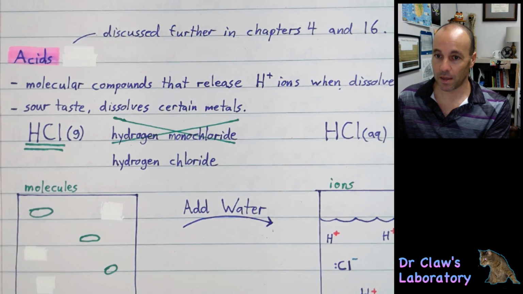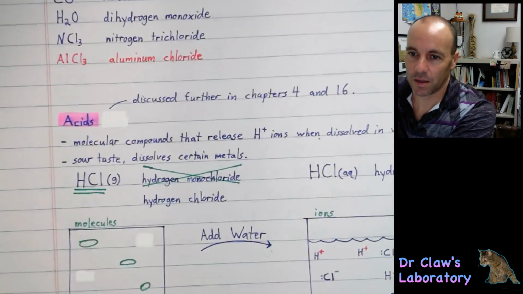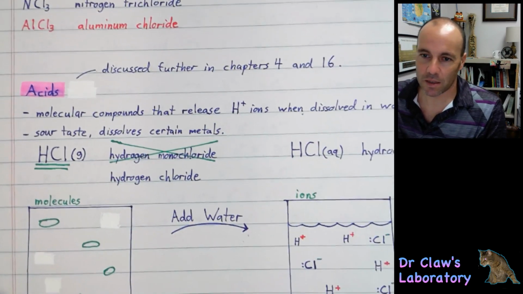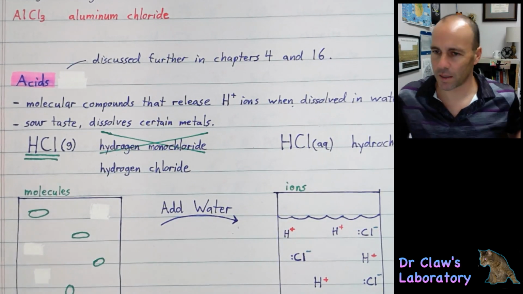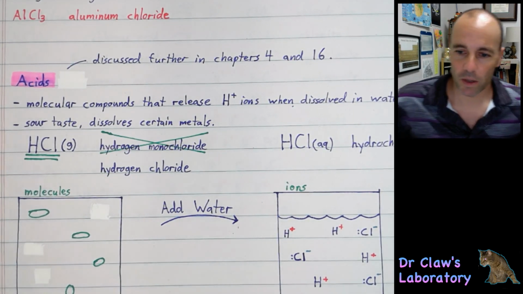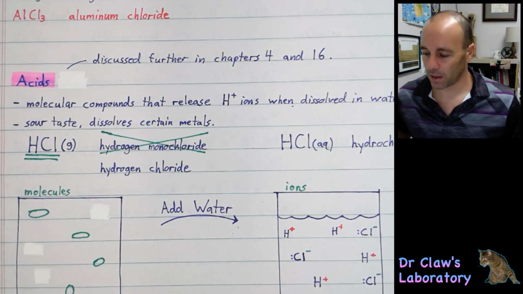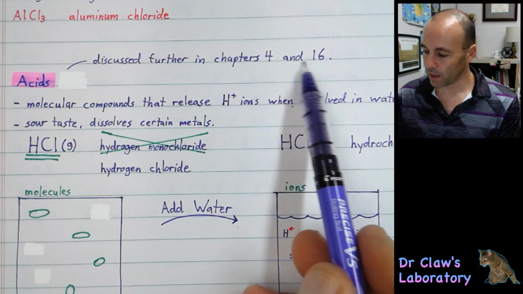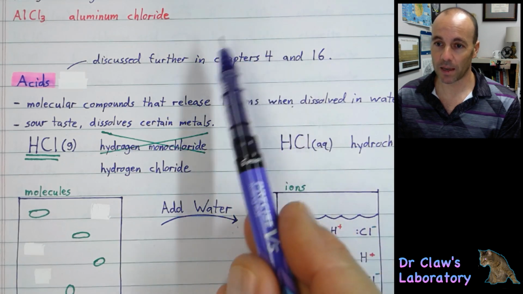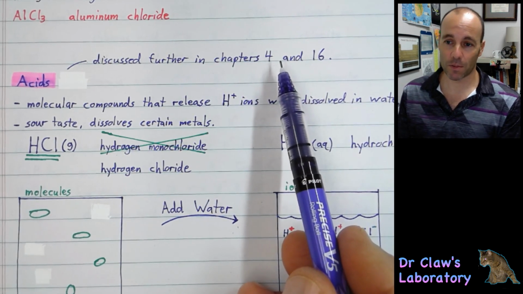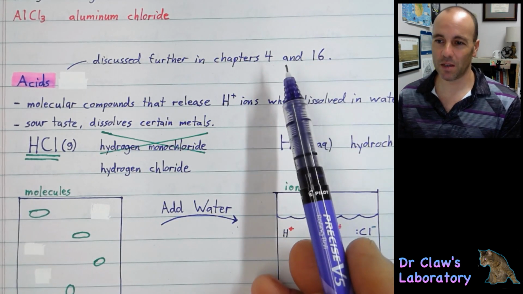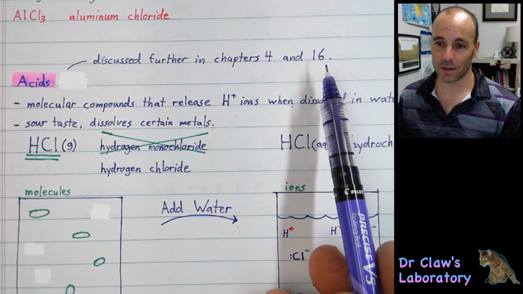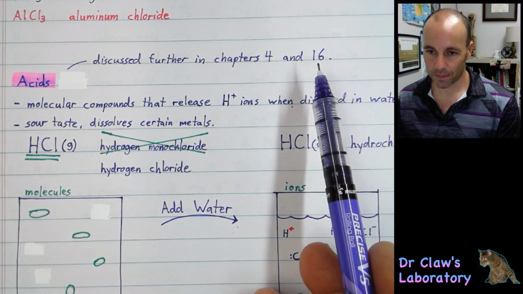Now, the last topic is the acids. So acids are discussed a lot in chemistry, and we're going to start talking about them here in Chapter 3. These are discussed further in Chapters 4 and 16. So we'll talk about chemical reactions involved in Chapter 4. Then we get to Chapter 16, go into acids in depth.